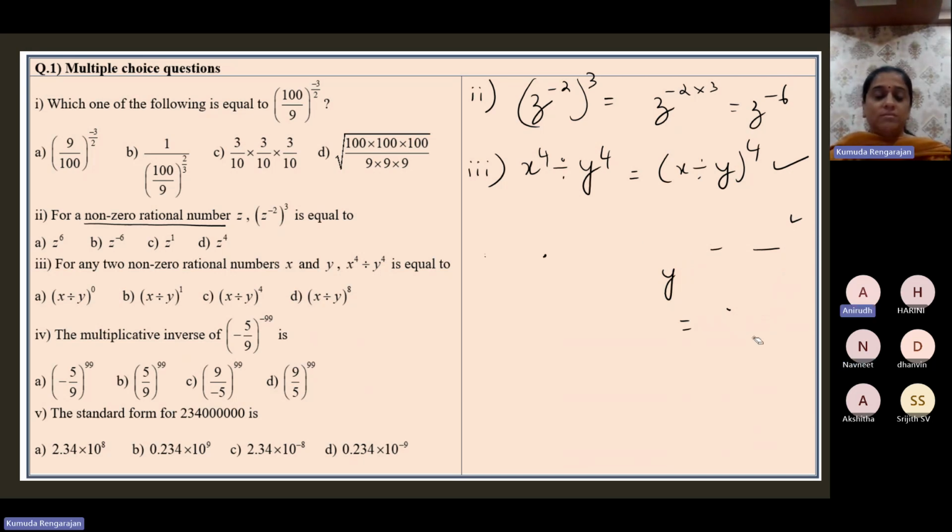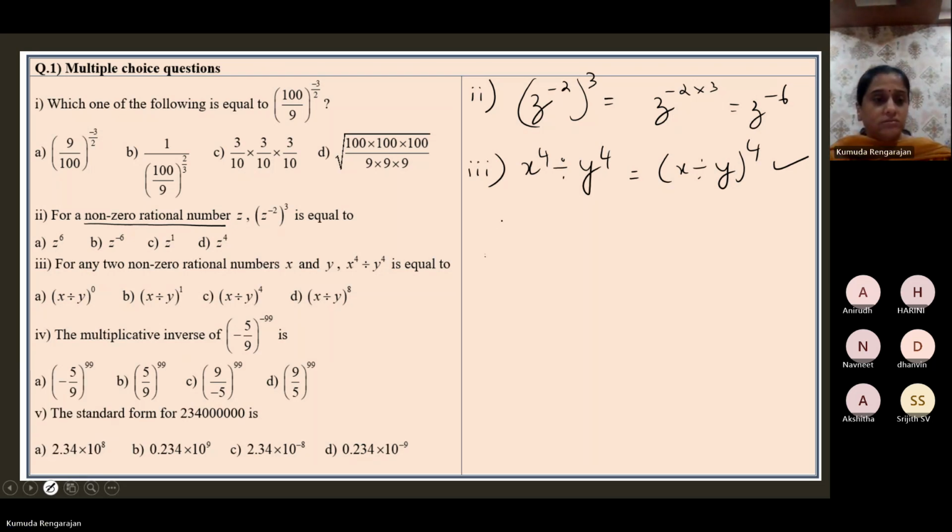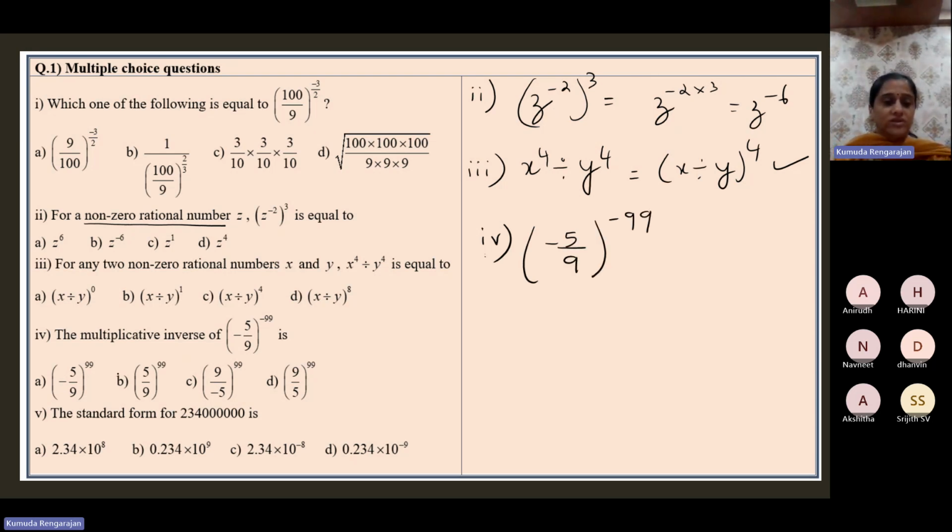Next one, the multiplicative inverse. What do we mean by multiplicative inverse? Reciprocal. Yeah, reciprocal. So what is the reciprocal of minus 5 by 9, the whole power minus 99? Now you can see in the options everywhere the power is positive.